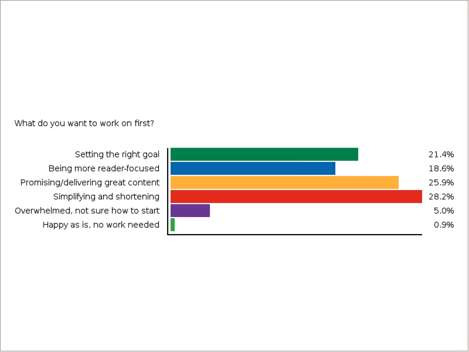About half of you have picked an answer. Let's get a few more people responding. Show the results now. So simplifying and shortening is the winner so far. Yay! And then promising and delivering great content, setting the right goal, being more reader focused. Wonderful. I'm sorry that I overwhelmed the 4.4% of you.